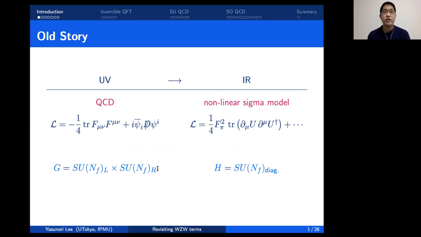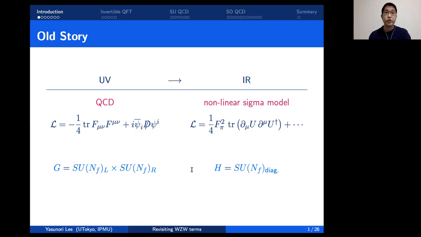As is well known, for small enough N_f, QCD is asymptotically free. And as one flows down to low energy, the theory becomes more and more strongly coupled. At some point, the fermions form bilinear condensates, and correspondingly the flavor symmetry is spontaneously broken down to the SU(N_f) diagonal subgroup. As a result, the low energy effective theory is believed to be described by the nonlinear sigma model, where the fundamental degrees of freedom are the Nambu-Goldstone bosons associated to this spontaneous symmetry breaking.